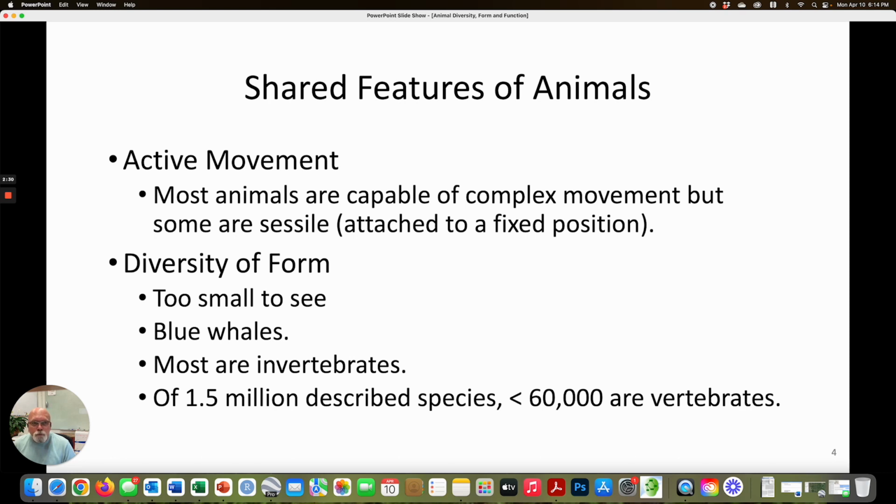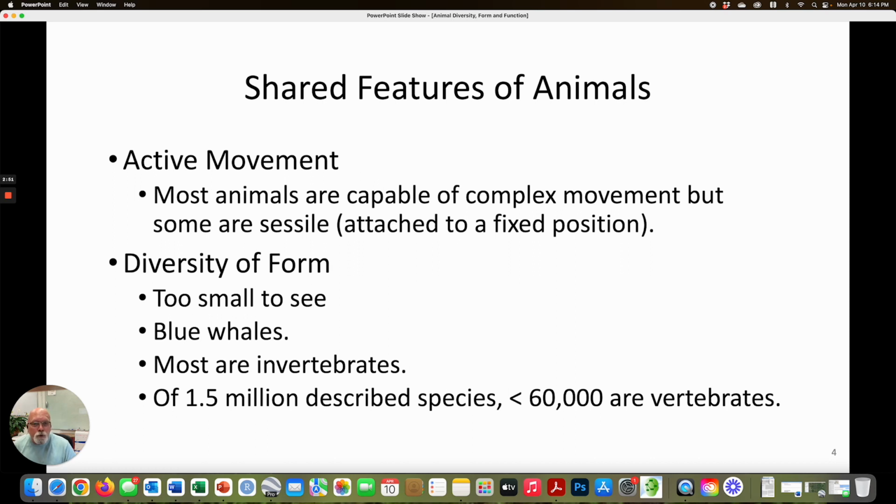Animals are active movers. Most animals are capable of moving from place to place, but there are quite a few animals that are sessile. But even if they're attached to a fixed position, that's what the word sessile means, their bodies are capable of moving in ways that the bodies of plants, for example, are not capable of moving.